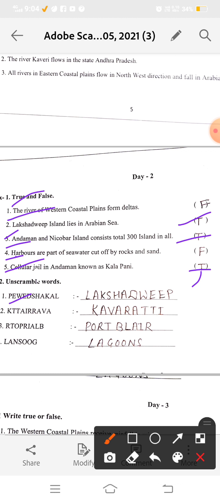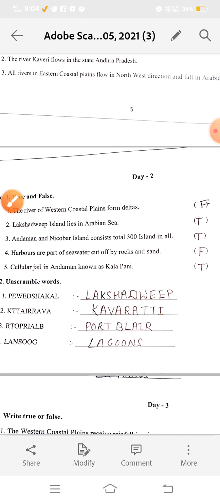Now the unscrambled words. The first unscrambled letters will make Lakshadweep, and the second will make Kavaratti, the capital of Lakshadweep. Third is Port Blair. Port Blair is the capital of the Andaman and Nicobar Islands. And the next unscramble will make lagoons. So what are lagoons? Lagoons are part of the seawater cut off by rocks and sand.